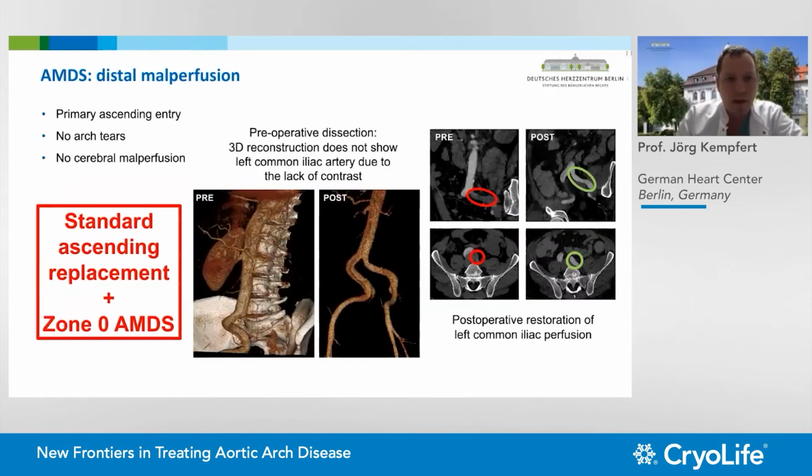This is a similar case. Again, only a tear in the ascending, no arch problems, no cerebral malperfusion. However, distal malperfusion; in this case, the left leg was gone, but the algorithm will not change. Open anastomosis plus AMDS zone 0 stent should solve the issue, and the left leg nicely opened up, as can be seen on the CT post-op scan here.